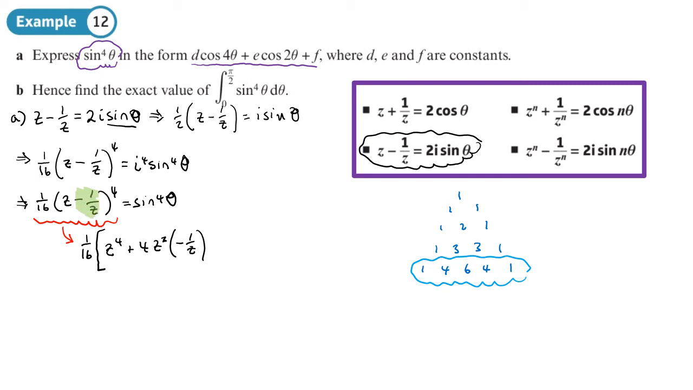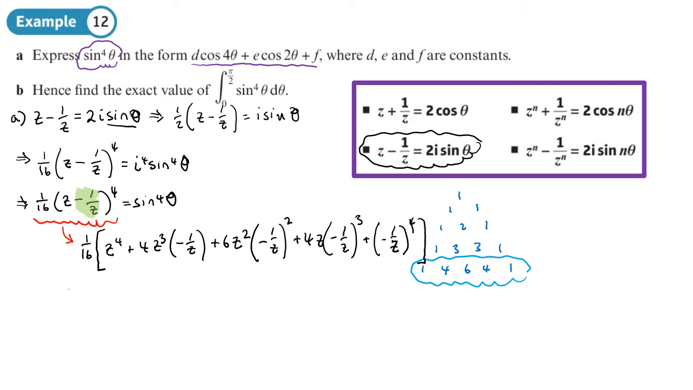We need to make sure that goes in the bracket. Okay, next one, I'm going to have plus 6 of z squared. Let me just tidy up that. That's a z cubed there. And then minus 1 over z squared plus 4z minus 1 over z cubed, and then the last term is going to be minus 1 over z power 4.